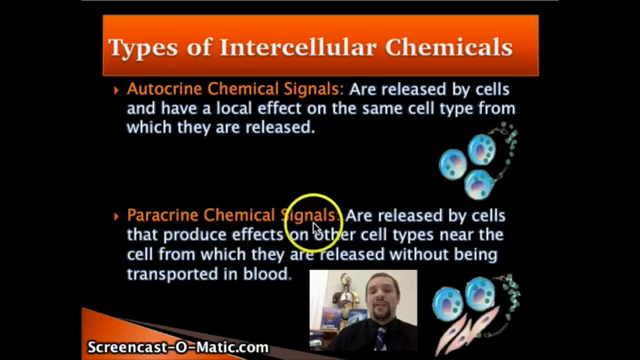Paracrine chemical signals, on the other hand, are going to be released by cells that produce an effect on other cell types near that cell from which they are released, without being transported into the blood. And so if we take a look here, here's a white blood cell, let's say, and a muscle cell. We are going to release these paracrine chemical signals from the white blood cell, and again, it will go to a localized area. Maybe there's muscle tissue next to it, and it's going to have a direct effect on it. Okay, again, we don't enter into the bloodstream at this point, but we're having a direct effect from two different types of cells, our white blood cell and our muscle.